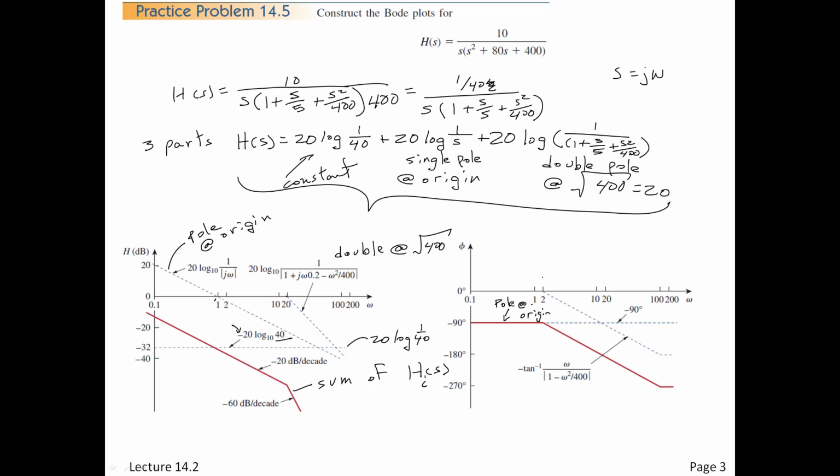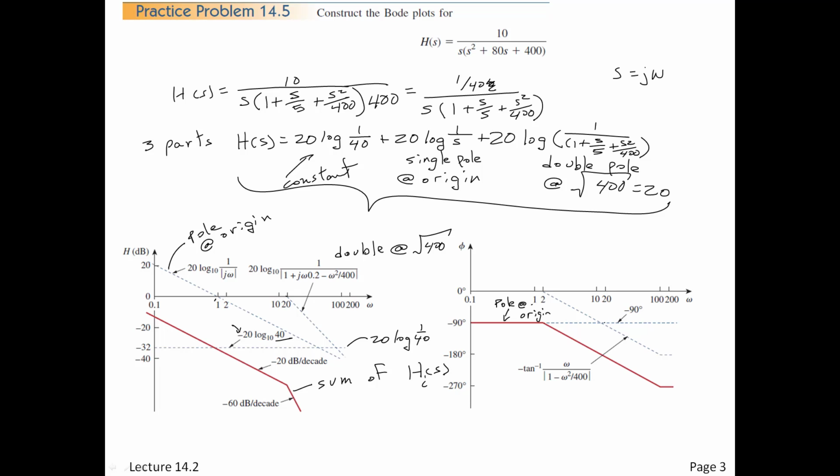Okay? And then it is going to break down according to that pole. I'm sorry, there's our minus 90 degrees from the pole at the origin. And then it's fixed at minus 90 degrees. Then it's going to break off at 40 dB per decade.